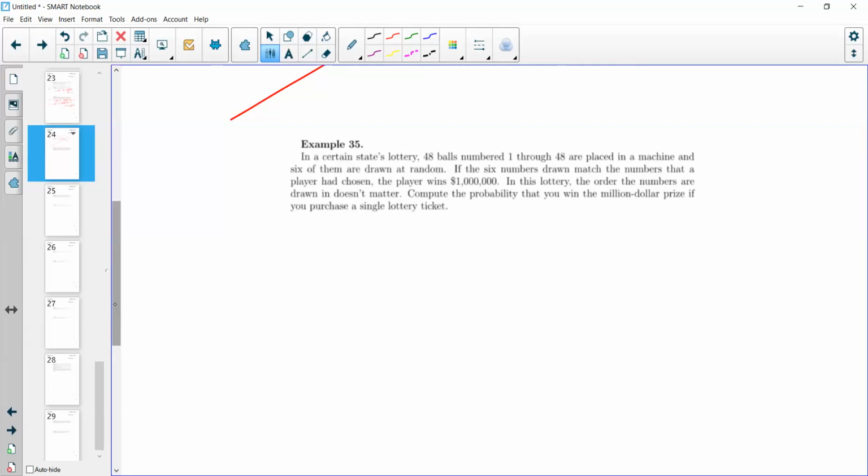This next one is somewhat important because this relates to the project. So in a certain state's lottery, 48 balls numbered 1 through 48 are placed in a machine, and 6 of them are drawn at random. If the 6 numbers drawn match the numbers that a player had chosen, the player wins $1 million. In this lottery, the order the numbers are drawn doesn't matter. Compute the probability that you will win the $1 million prize if you purchase a single ticket.